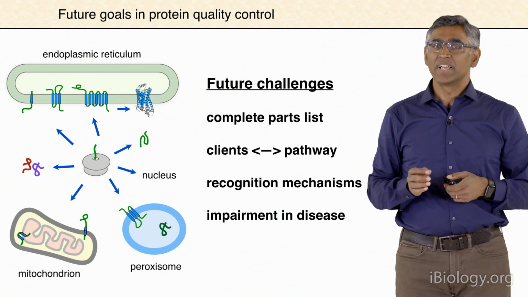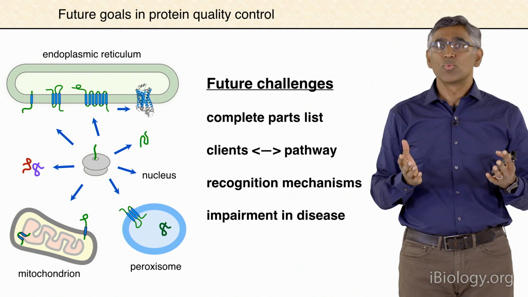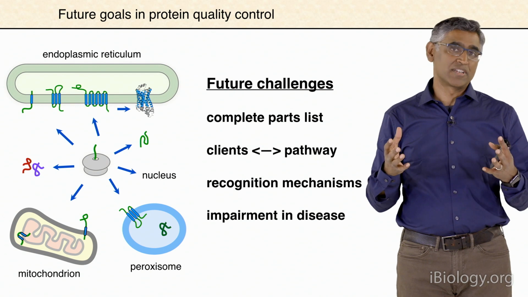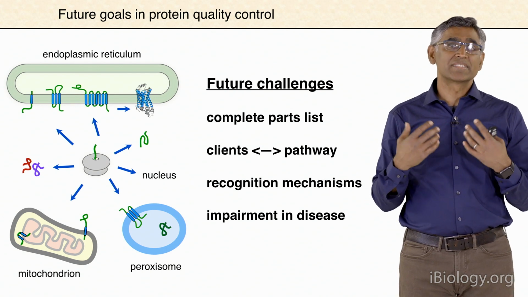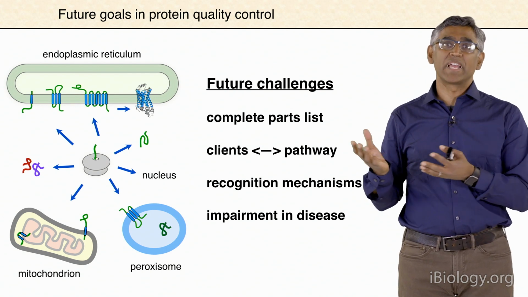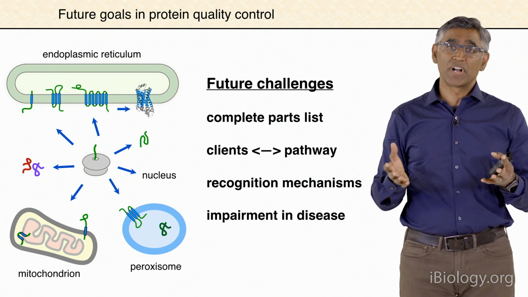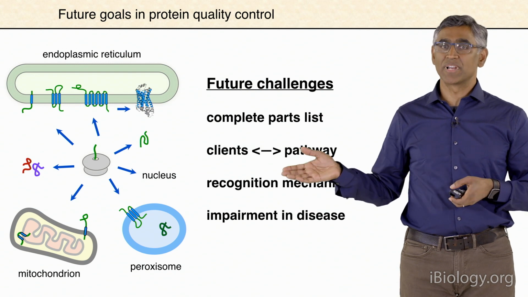And finally, as I told you at the end, we think that many of these pathways may be impaired in disease, and it's a major goal to try to understand exactly how they're impaired and whether anything can be done to either increase their efficacy or otherwise manipulate the process in order to at least have some impact on these diseases.